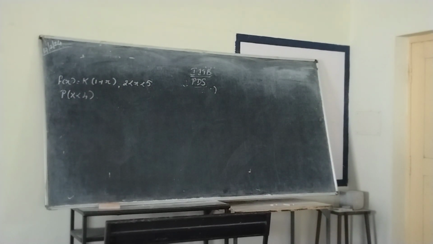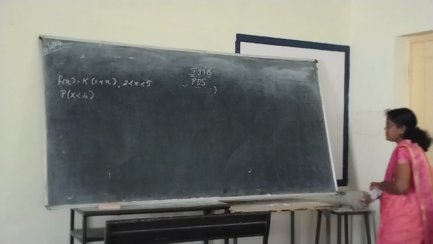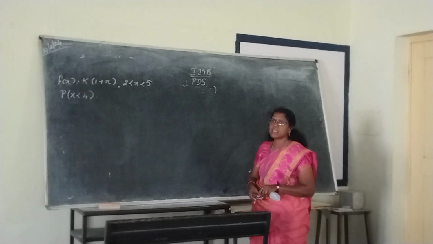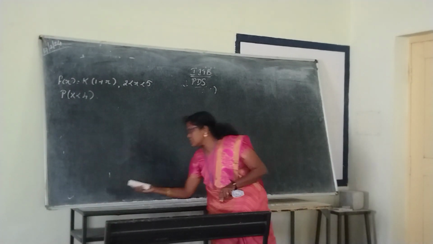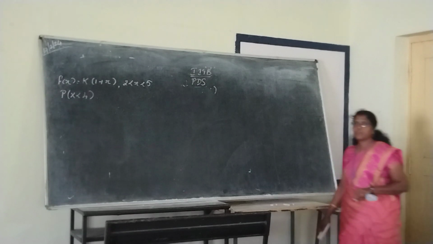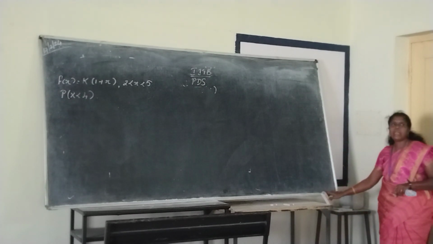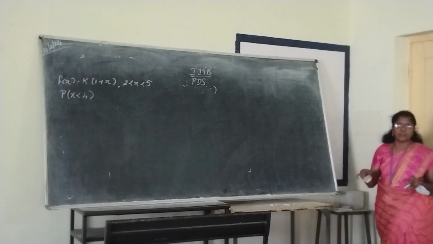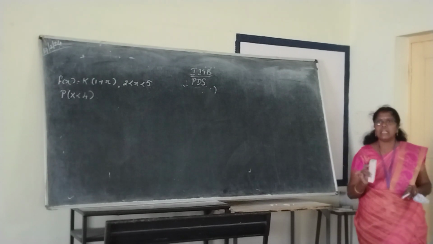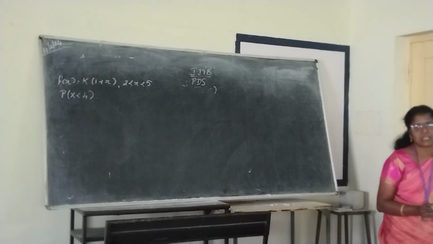Okay. Can you read the question? What is given and what is supposed to be found? Discrete case or continuous case? Continuous. Why do you say it is continuous? 2 less than x less than 5. Yes, so x is defined in an interval form, so it is a continuous case.